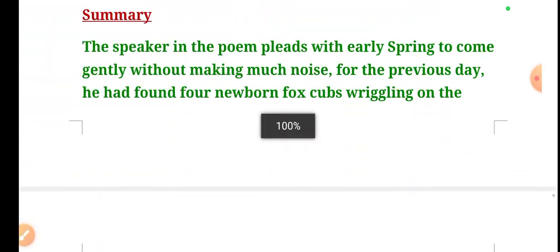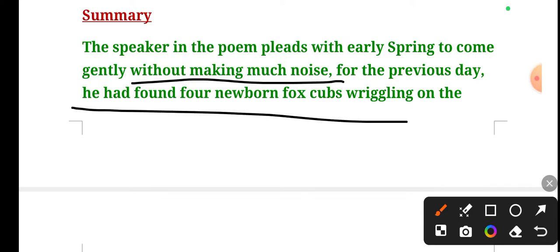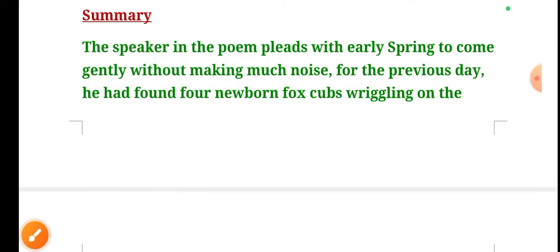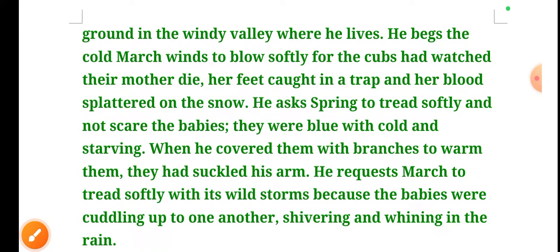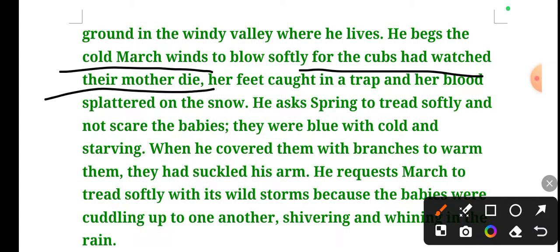Okay, so see that here the speaker pleads with early spring to come gently without making any noise, so that the wind could not do any harm to the newborn babies. The writer had found four newborn cubs wriggling on the ground in the windy valley where the writer lives. So he begs cold March wind to blow softly for the cubs and watch their mother die. Their mother is going to die, so that is why he begs cold March to blow slowly.